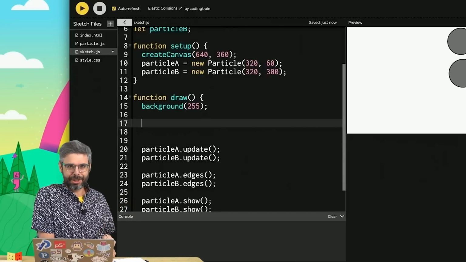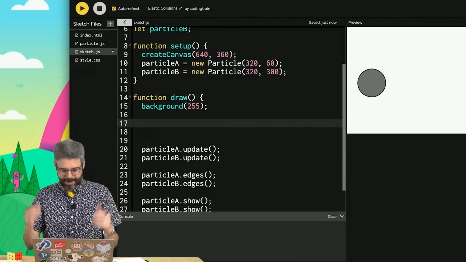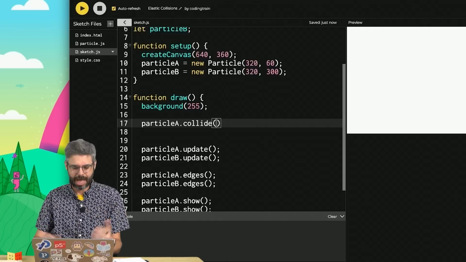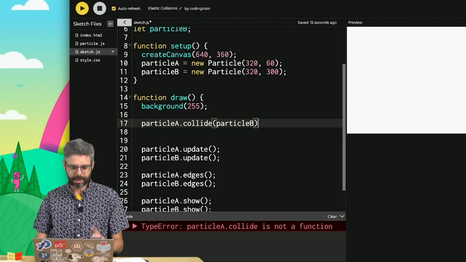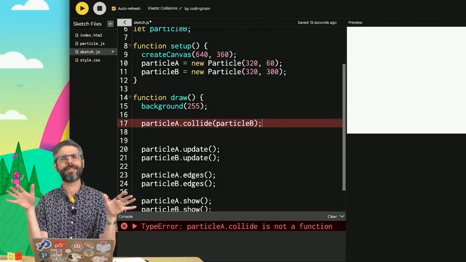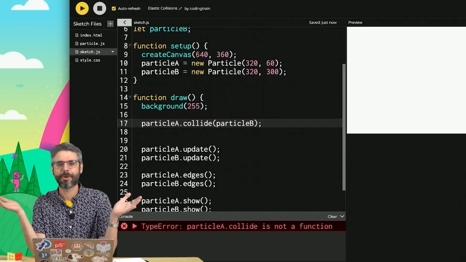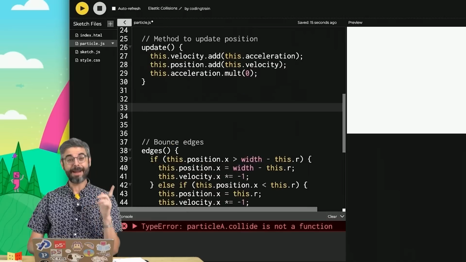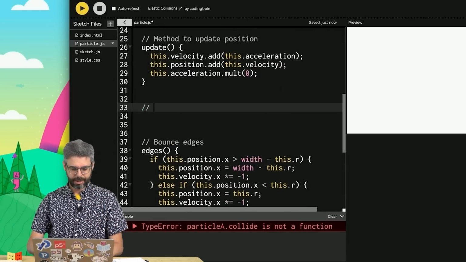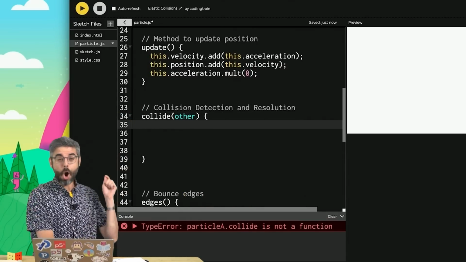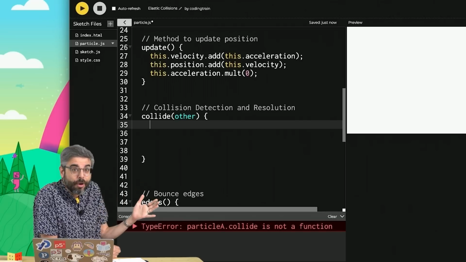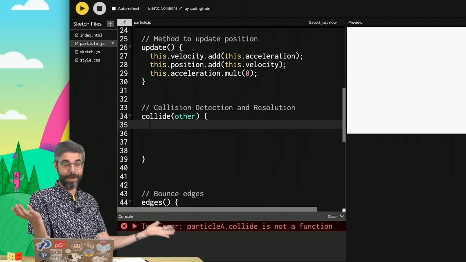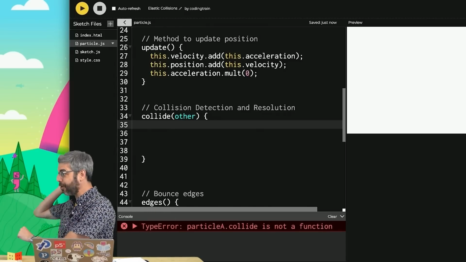Let's add collision detection now to this sketch. I will write a function called collide, where I say particle A, collide particle B. And the way I'm thinking about this right now is it would be the same either way. I could say particle B, collide particle A, or vice versa. That means I need a new function. And the argument in that function I'll call other, referring to the other particle that this particle is checking whether it's colliding with.